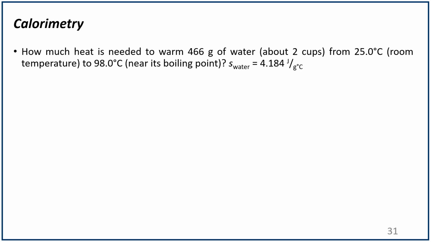So let's work on these next two problems wherein we'll have to use Q is equal to ms delta T to figure out one of these four, whatever we're asked for. And for the first problem, we're asked how much heat is needed to warm water. Okay, so again, we're going to use that equation. Here, it looks like the one that is unknown is Q.